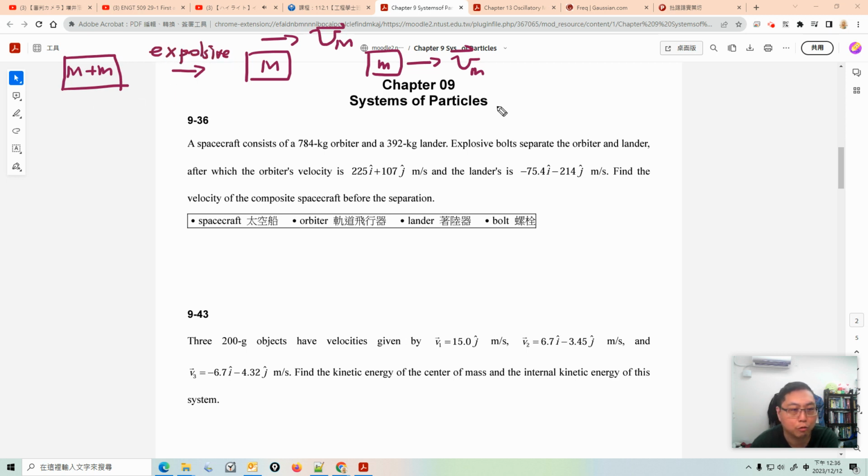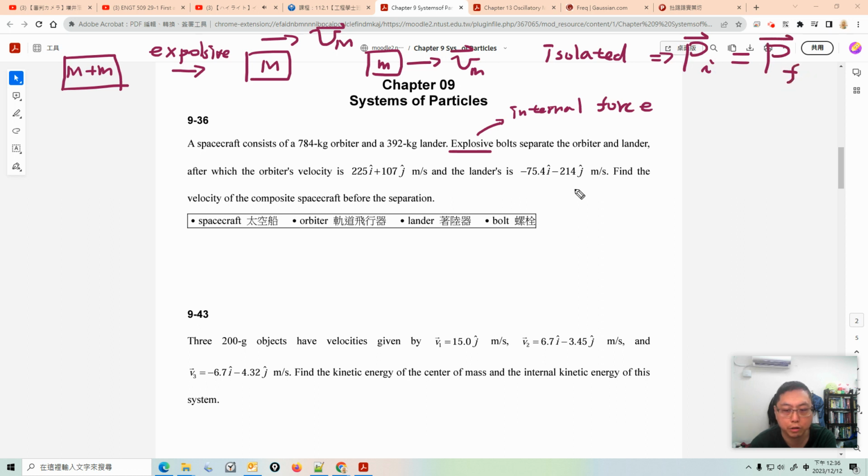Explosive is an internal force. It explodes from inside, so there is no external force acting on this system. So the system is isolated, and once the system is isolated, momentum is conserved. The initial momentum is equal to the final state momentum.